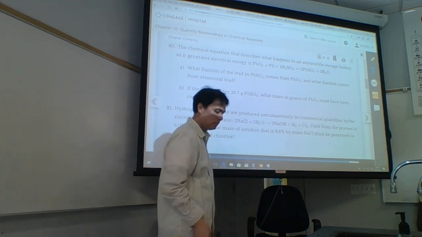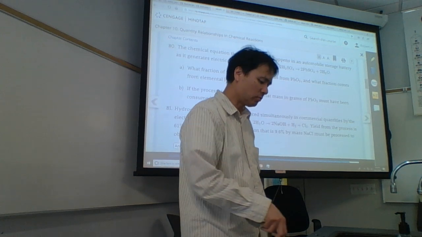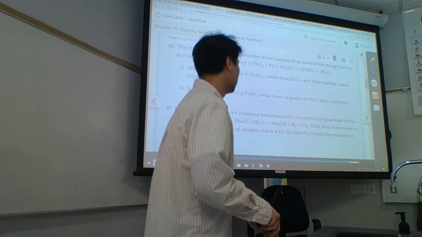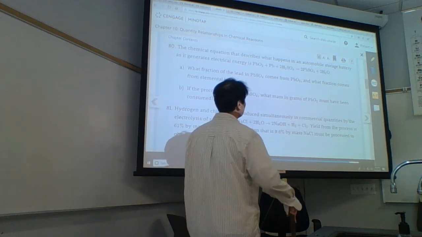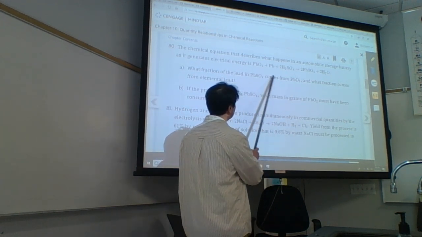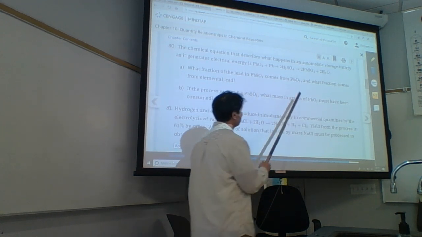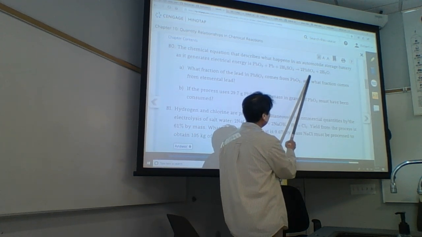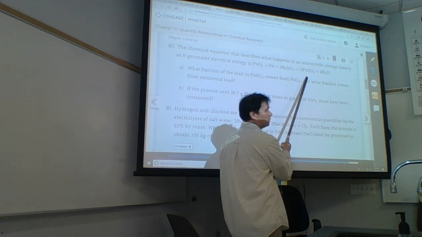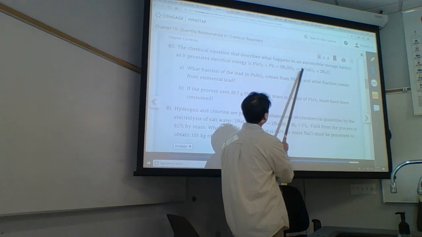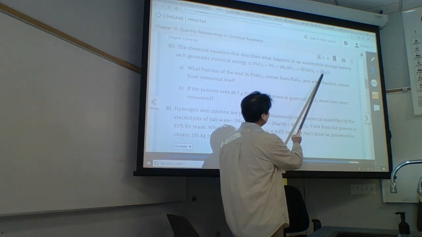Car batteries, batteries in general, these are redox reactions. Car batteries generate electricity. We need some transfer of electrons. Can you tell what the oxidizer is and what the reducer is? And what it forms is PbSO4. PbSO4 is called lead 2 sulfate, plus water.